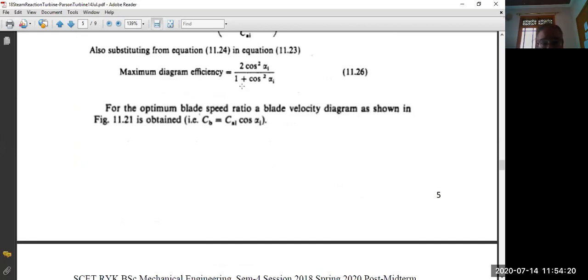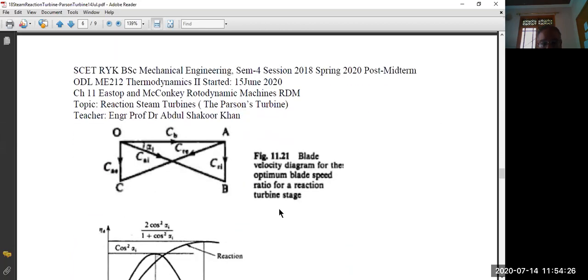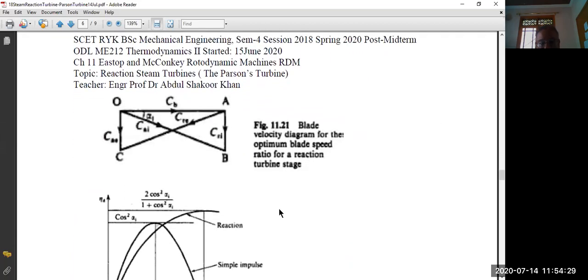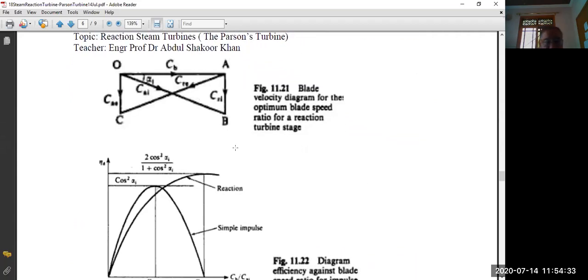So maximum diagram efficiency is equal to 2 cos square alpha divided by 1 plus cos square alpha. So this is how. You can see that a symmetrical diagram is forming in front of you, angles are given to you, that this angle, angle OAC is equal to angle AOB, and with the help of this and CRI is equal to CAE, with the help of this also the triangle is easily made. CB is given in the problem, and it has to be drawn to scale.